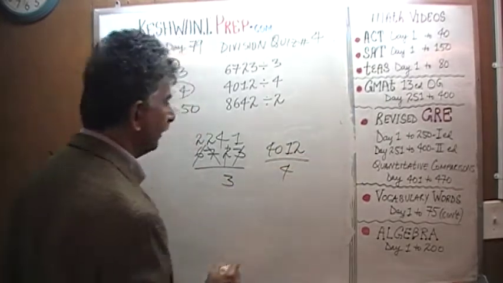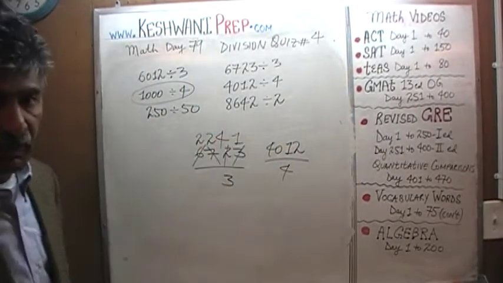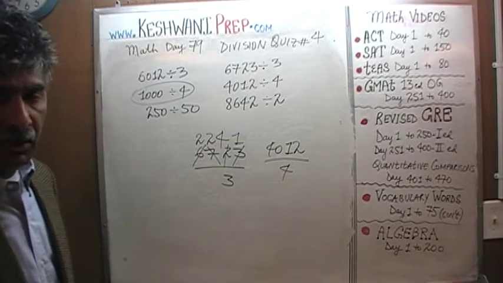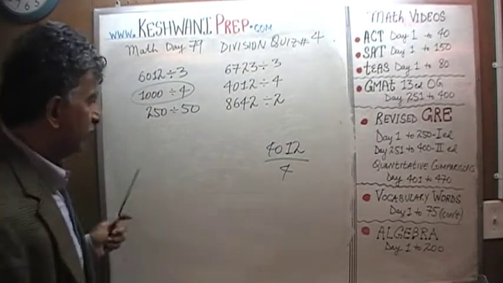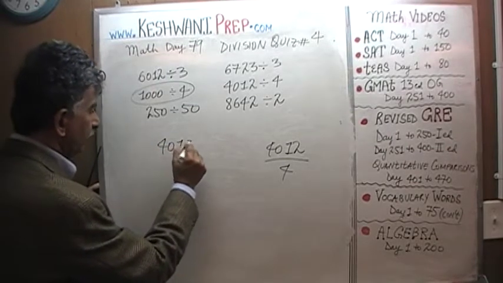4012 divided by 4. Is 4012 divisible by 4? The answer, of course, is yes. How do we know that? Well, there are two ways we can tell that 4012 is divisible by 4.